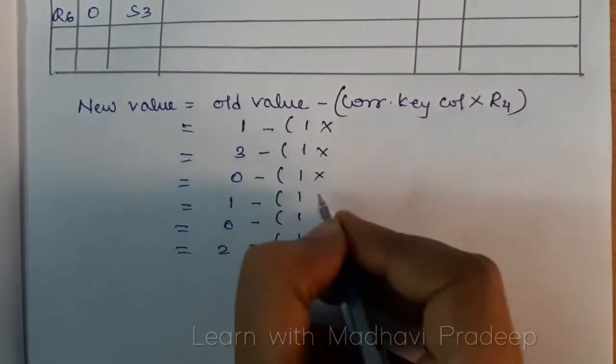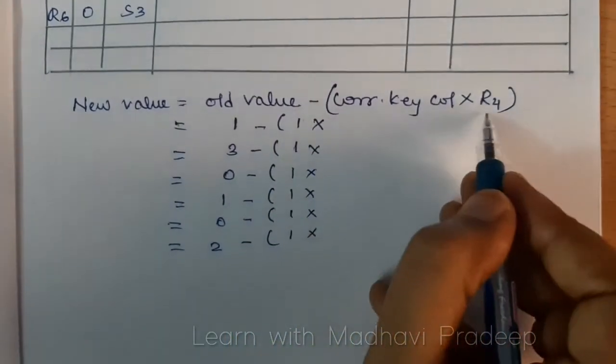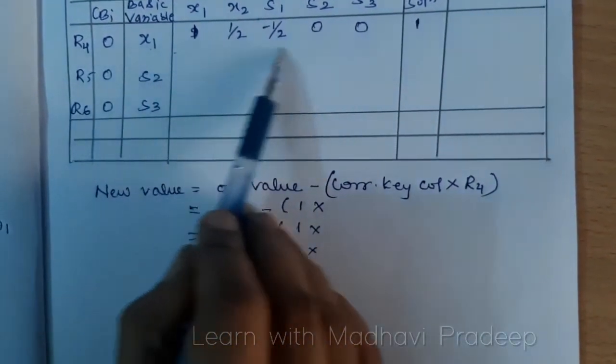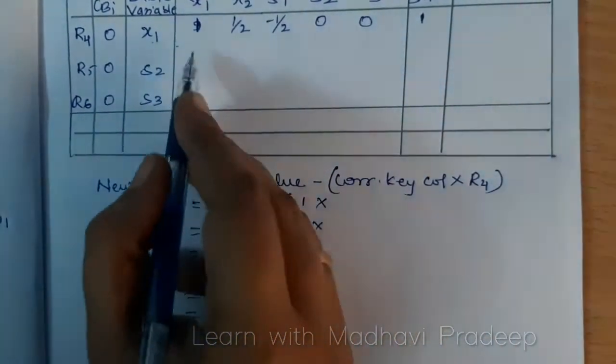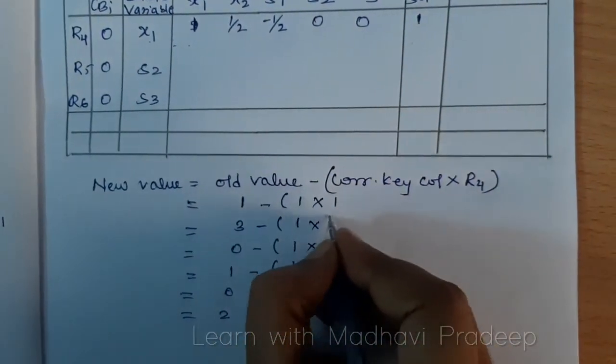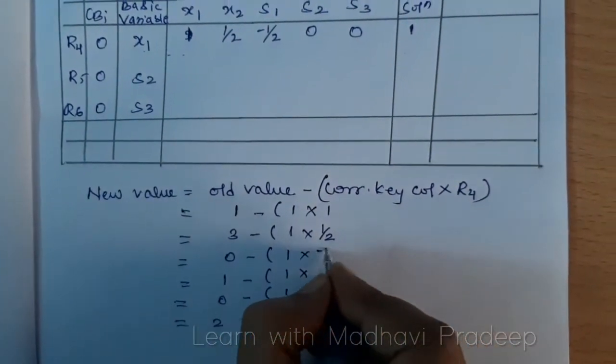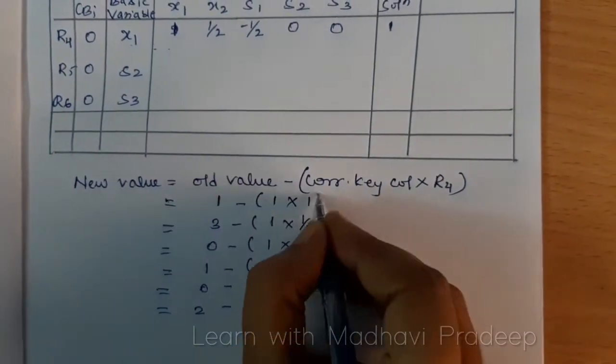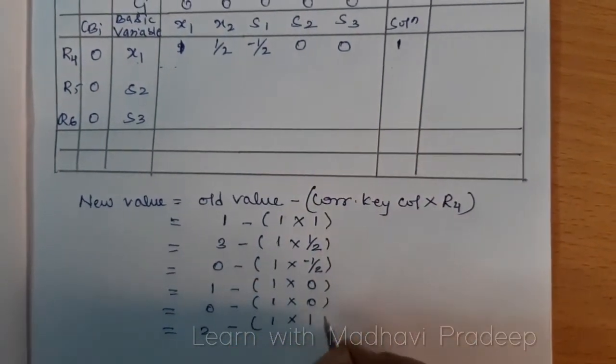Then write down the multiplication sign in the formula, then write down the R4 value. The R4 value is nothing but the iteration 2 R4 row values, which we need to write down one by one. The first value is 1. The second value is 1 by 2. Next we have minus 1 by 2. Then 0, then 0, then 1. So now calculate these values.